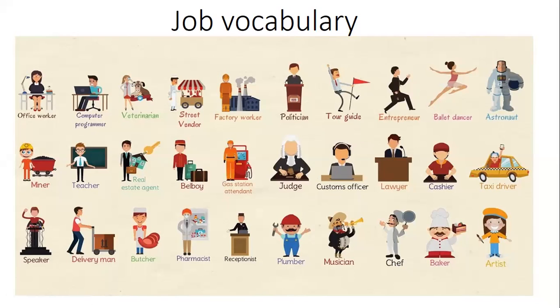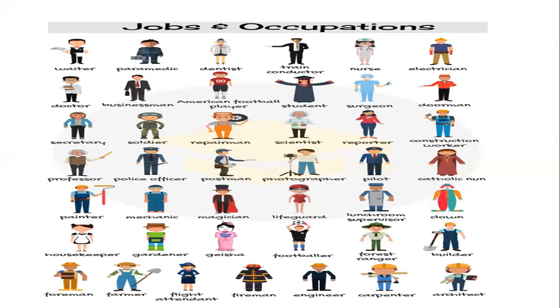If you see all of them, some of them are professions, some of them are occupations, but all of them are part of job vocabulary. Here we have more. We have a waiter, a paramedic, a dentist, a train conductor, a nurse, an electrician, a doctor, a businessman, an American football player, student, surgeon, doorman, secretary, soldier, repairman, scientist, reporter, construction worker, professor, police officer, postman, photographer, pilot, Catholic nun, painter, mechanic, magician, lifeguard, lunchroom supervisor, clown, housekeeper, gardener, geisha, footballer, forest ranger, builder, farmer, flight attendant, fireman, engineer, carpenter, and architect.